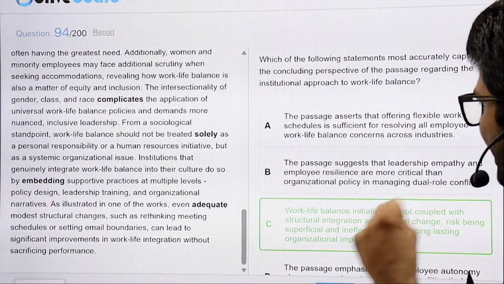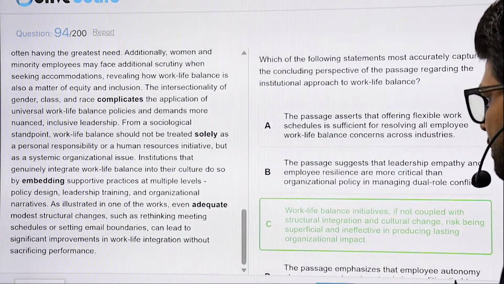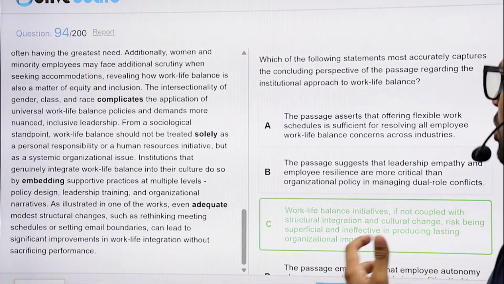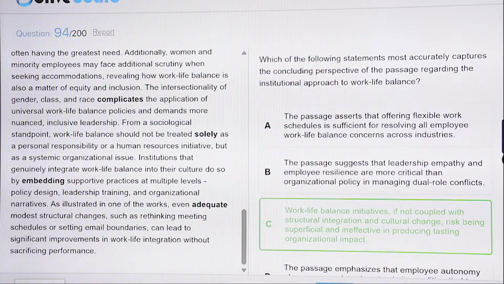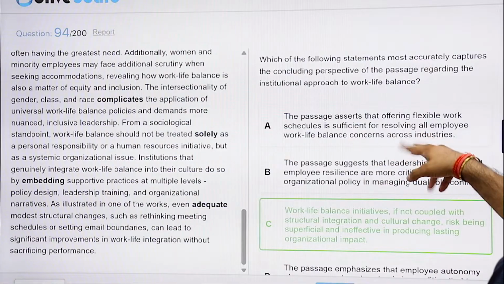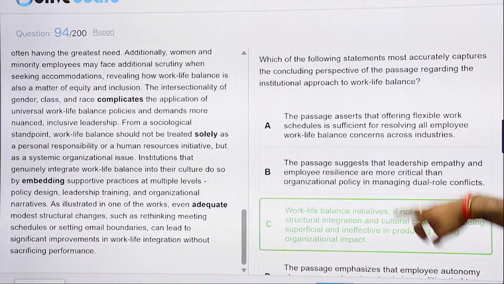Institutions that genuinely integrate work-life balance into their culture do so by embedding. How do they do that? By supportive practices at multiple levels, by policy design, leadership training, organizational narratives, and such and such. Leadership empathy is not there. Offering flexible is all? No, we just won't say.